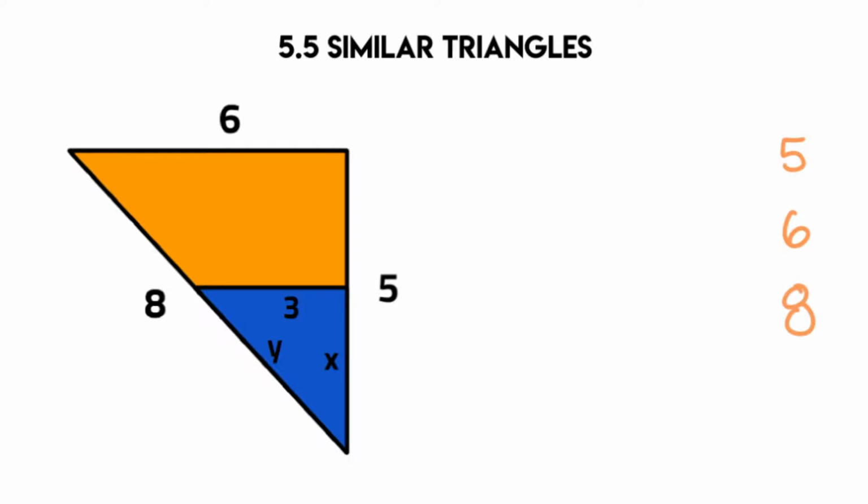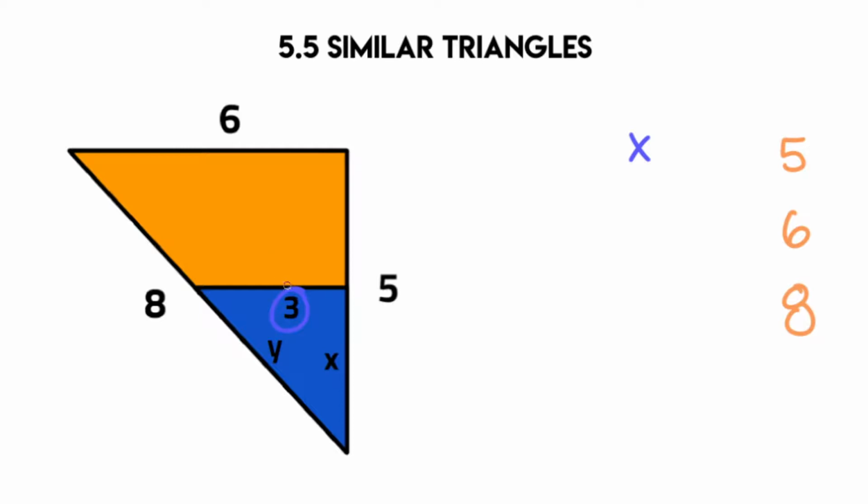For my blue triangle, down here, we have sides x, 3, and y. And again, remember, this is just a blue triangle that is sitting on top of this orange triangle. I could separate these if I want to. So it's a blue triangle sitting on top of an orange triangle. So 3, x, and y. On this one, I can see x is on this side, so x corresponds to 5.